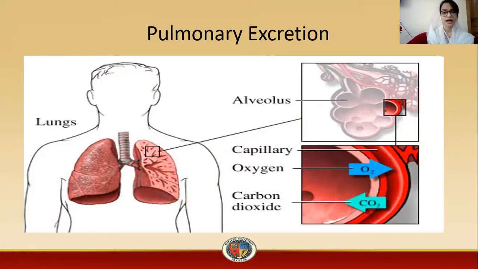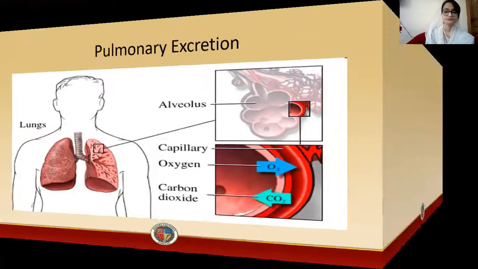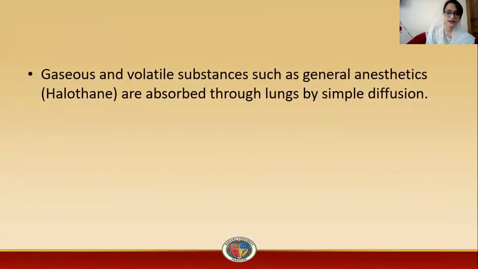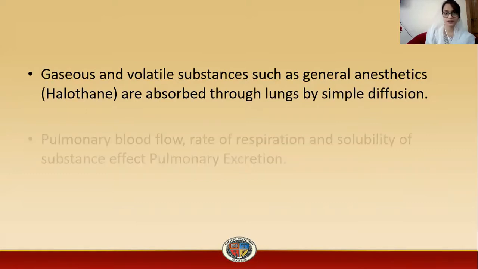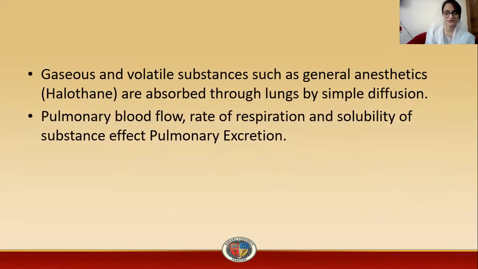Then comes pulmonary excretion. What happens in pulmonary excretion? The volatile, or gaseous, substances such as general anesthetics, for example halothane, are excreted through the lungs by simple diffusion. Next, pulmonary blood flow, rate of respiration, and solubility of substances affect pulmonary excretion. So these are the factors on which pulmonary excretion depends: pulmonary blood flow, rate of respiration, and solubility of substances.